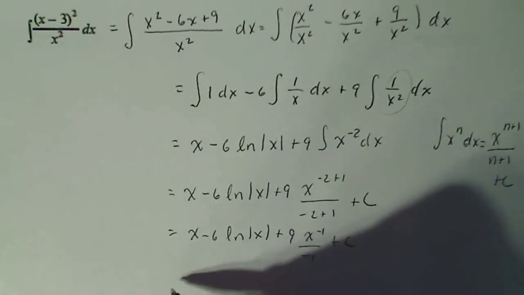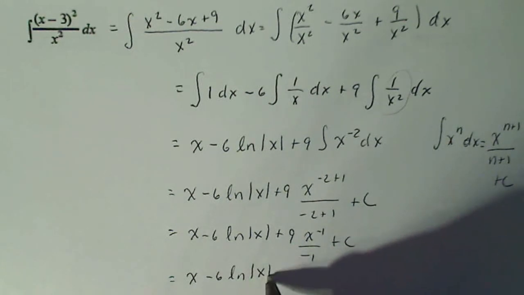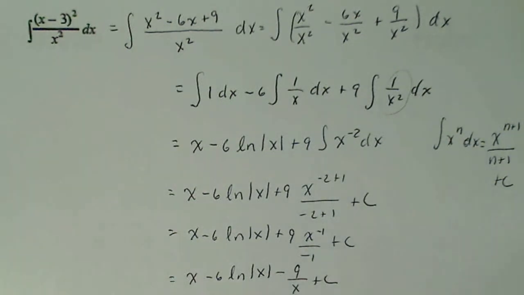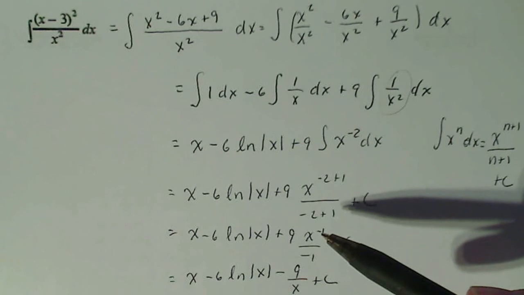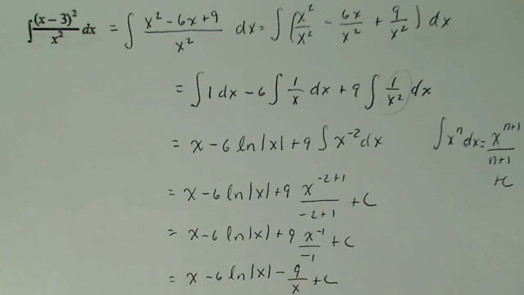One last step to make everything look nice and finish it off. x minus 6 natural log of the absolute value of x minus 9 over x plus c. Remember, x to the minus 1 is 1 over x, and that negative makes that negative right there. And we are done.